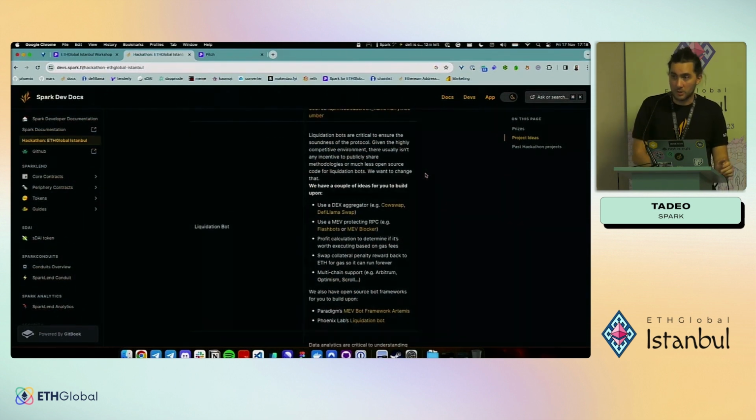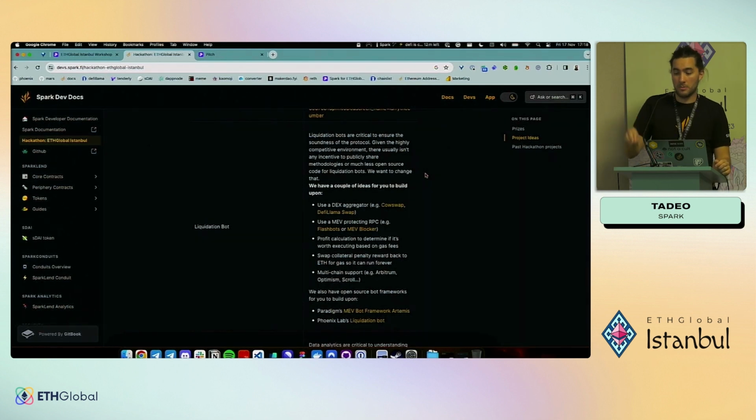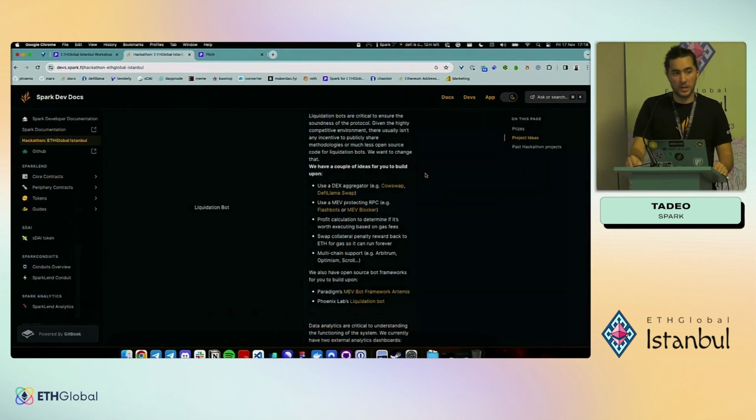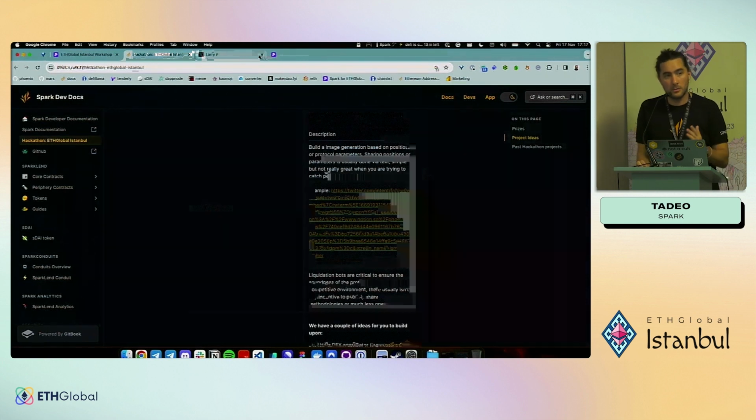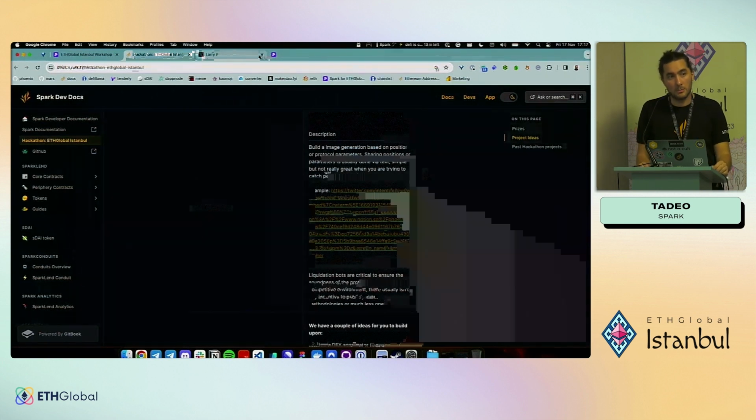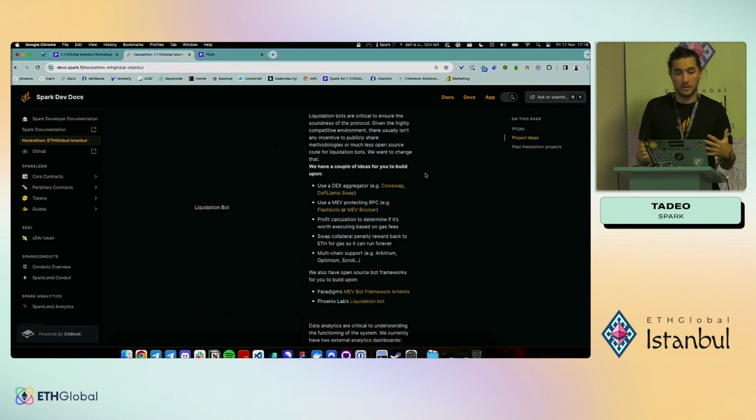The other one is a liquidation bot. My team has built an open source liquidation bot. There are also other versions of it, like Paradigm, who created a framework called Artemis as well. So if you're interested in this, we're very interested in seeing implementations of liquidation bots and how you can deal with them. We currently have a quite basic liquidation system.